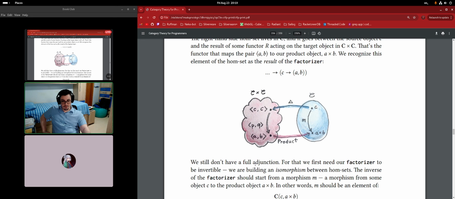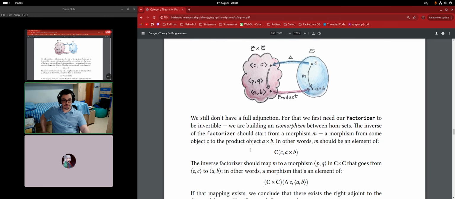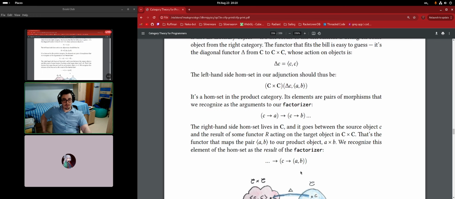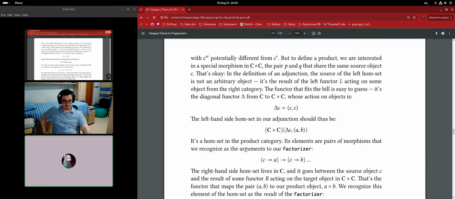We still don't have a full adjunction for that. We first need our factorizer to be invertible. We're building an isomorphism between home sets. The inverse of the factorizer should start from an M, a morphism from some object C. No, what I said before was wrong then. This is to make it like the reverse of this. I don't want this. I want to know what this description is. So I was confused correctly, which is kind of nuts.